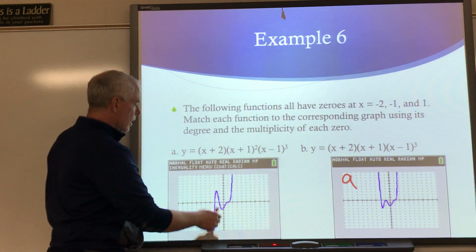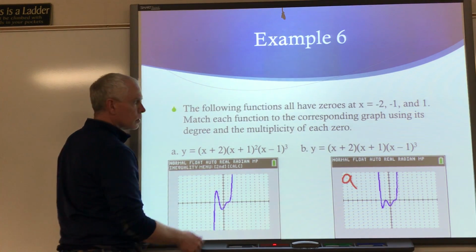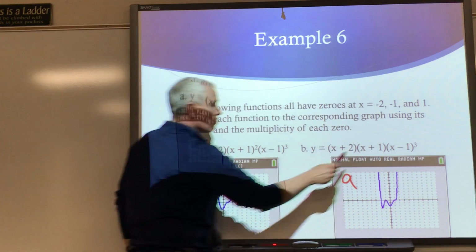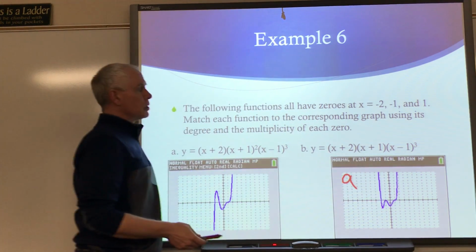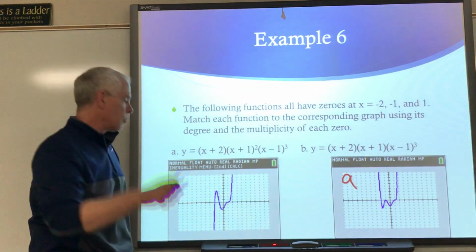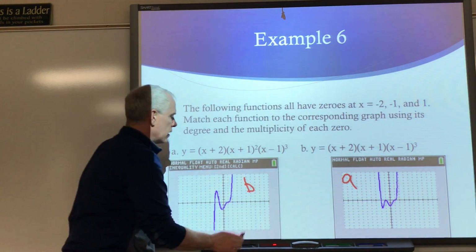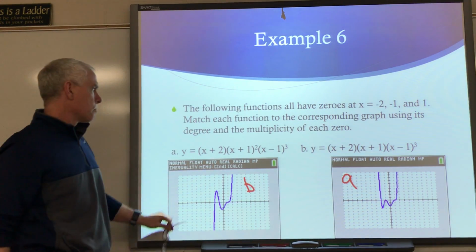So crosses at -2. Good. At -1, multiplicity 1 crosses there. At +1, multiplicity 3 means it's going to cross, but it's going to compress. Do you see how at +1 it got a little flatter there? This is definitely B.